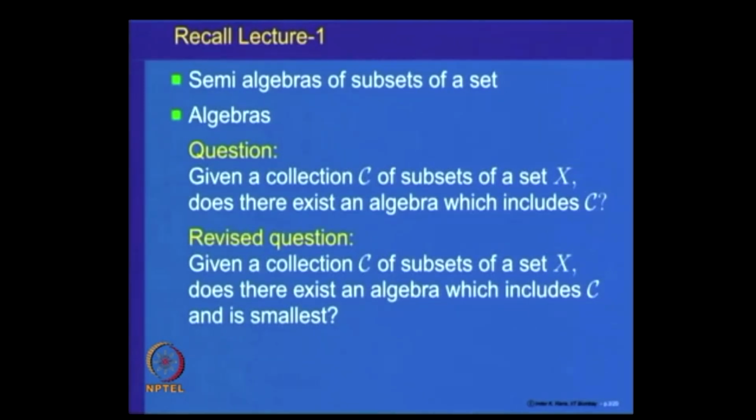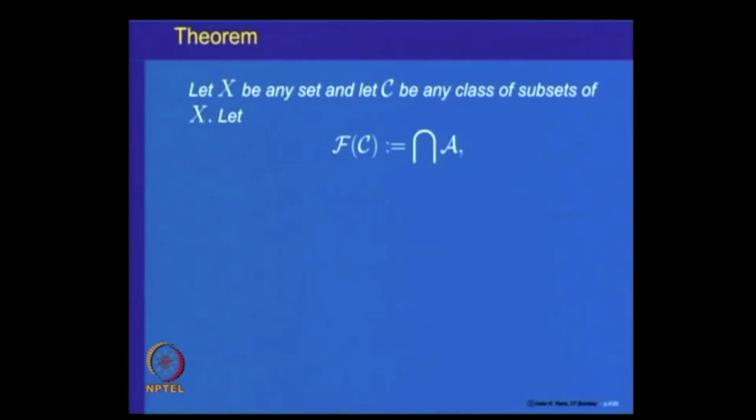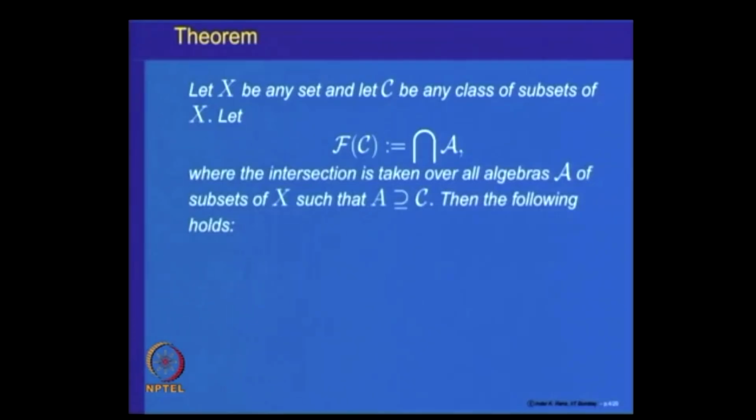So let us state this as a theorem, namely, let X be any set and let C be any class of subsets of a set X. Let f of C denote the intersection of all the algebras A which include the collection C.